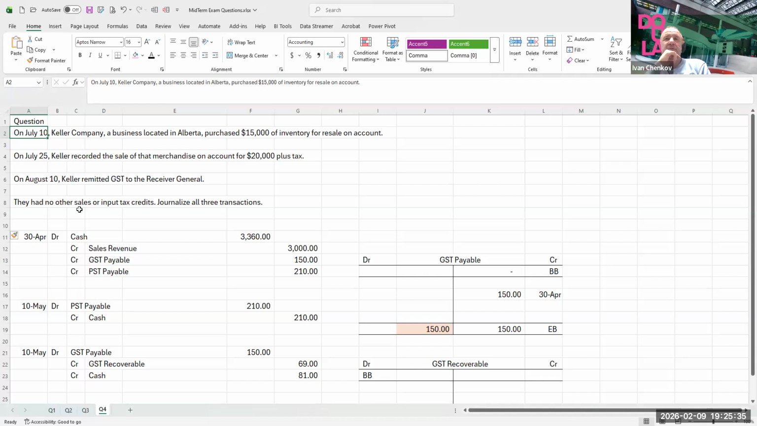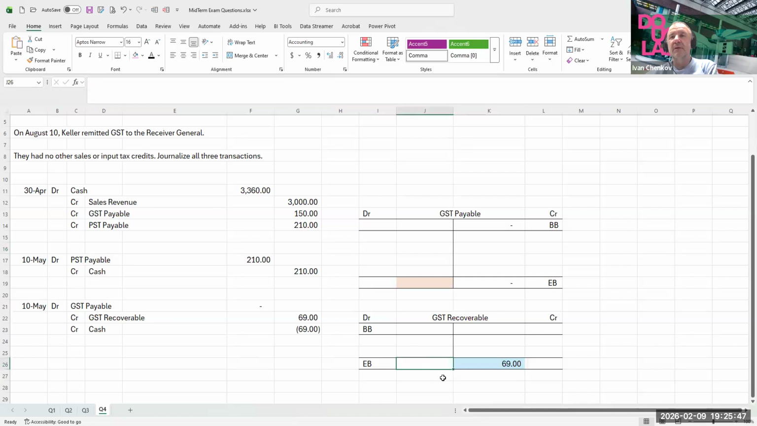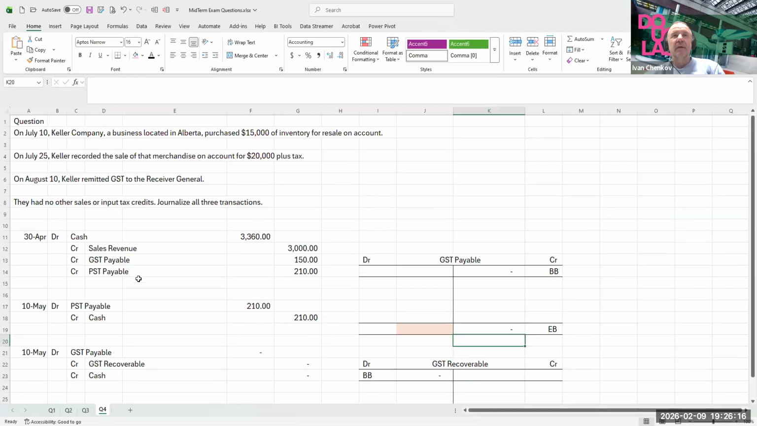Now what we have to do is analyze those transactions. So again, we're going to have the GST payable. Let's get rid of those numbers. And we're going to have the GST recoverable. Now, our beginning balance is 0, and we have to come up with the ending balance. Ending balance will be the beginning balance plus entries here. This balance is going to be equal to this one plus the sum of all those sums. Okay, let's go one after another.